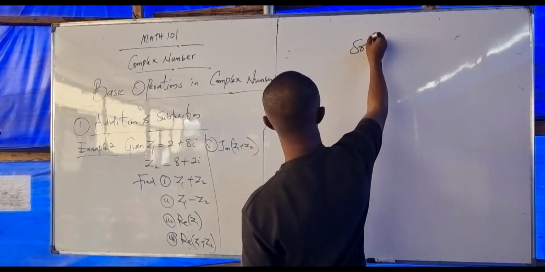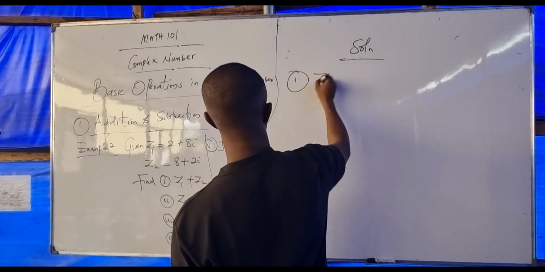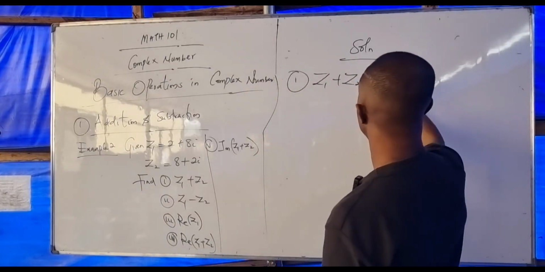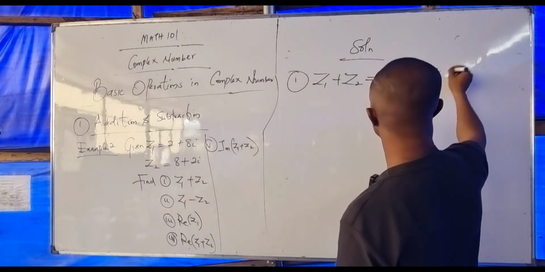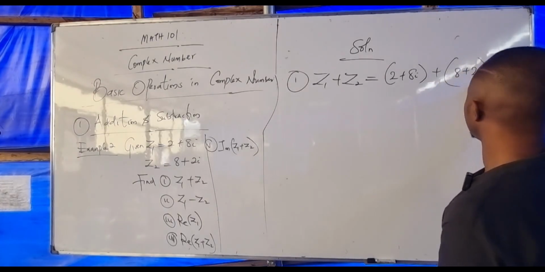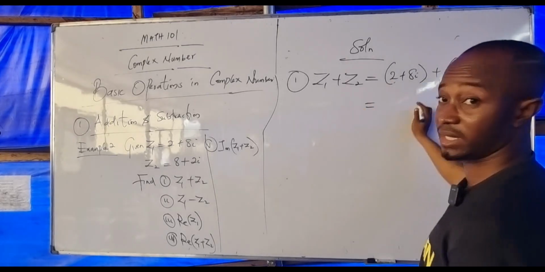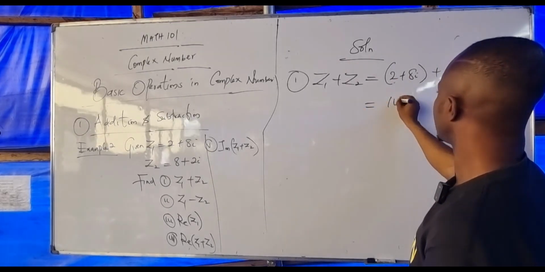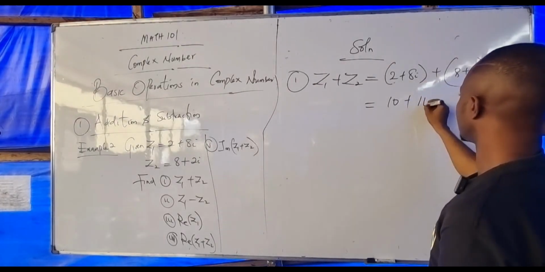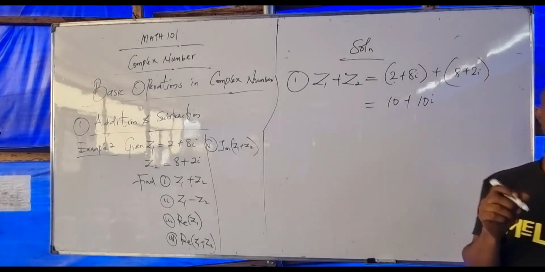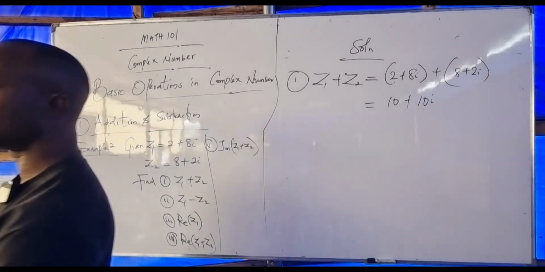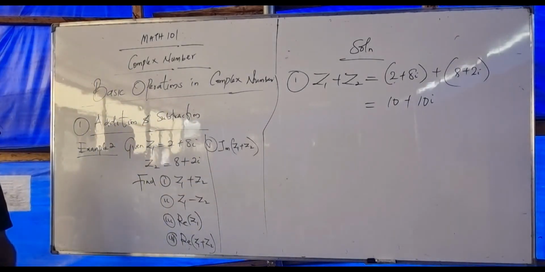So solution. The first one is Z1 plus Z2. What's Z1 there? 2 plus 8i. What is Z2? 8 plus 2i. So what we do here, we add the real parts. What's 8 plus 2? 10. What's 8i plus 2i? Still 10i, not 10i squared. I can only use i squared for multiplying i with i, right? Okay, so that is just for that.